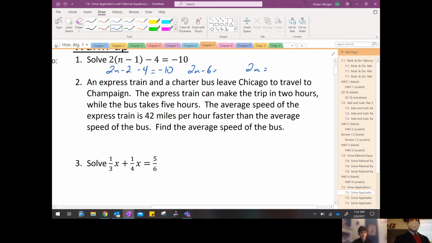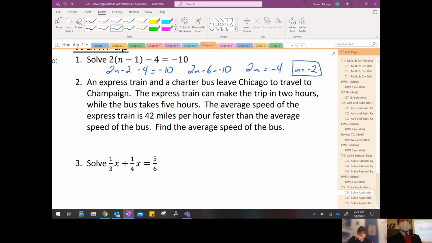Negative 10. So you add 6 to both sides, you get negative 4. So n equals negative 2. All right, fabulous. Pretty straightforward. Easy enough. Linear equation, one solution. Okay. We're going to skip over the word problem for right now.